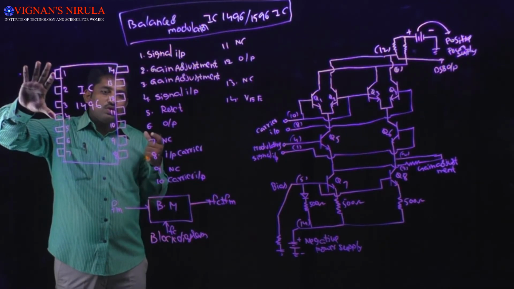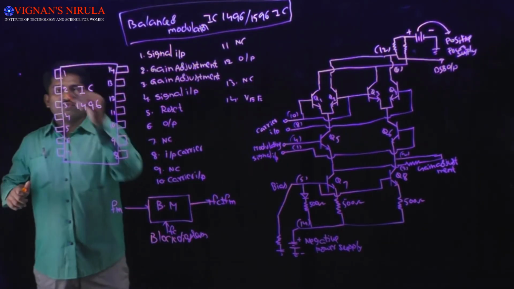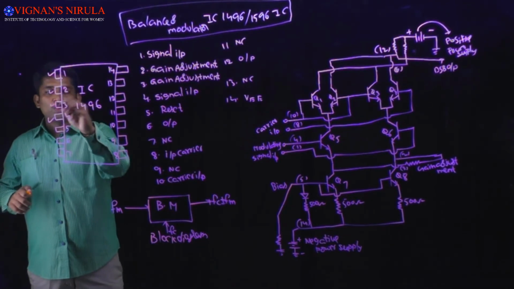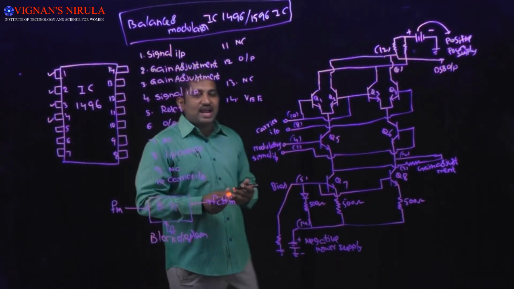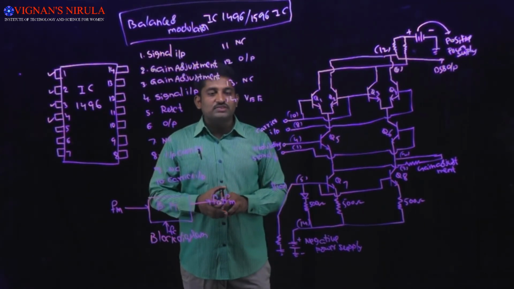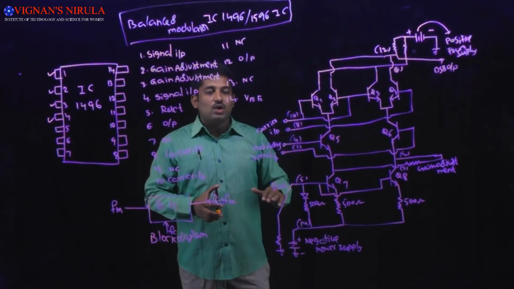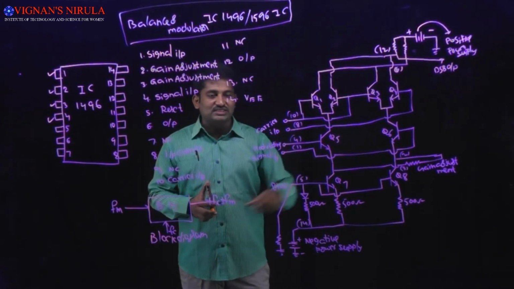Okay, so if you want to apply the modulating signal, you have to apply it by using pins 1 and 4, and pins 2 and 3 are used for the adjustment of gain. Depending upon the application, sometimes you require high gain and sometimes you require low gain. So by using pins 2 and 3, we are going to adjust the gain.